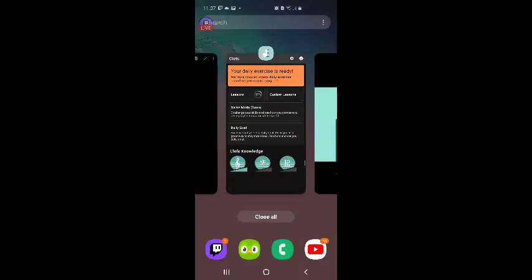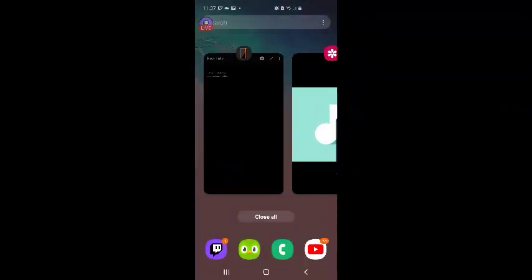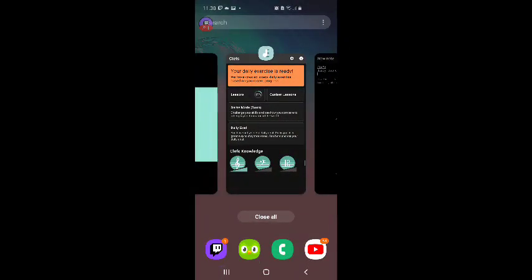So I'm going to check it out. Okay, my daily exercise is ready, so I'm going to put that in my notepad. Clefs daily exercise. I think there's one from yesterday that I missed. I just had closed it when I... exercises. Then we'll see what happens after that. Okay.